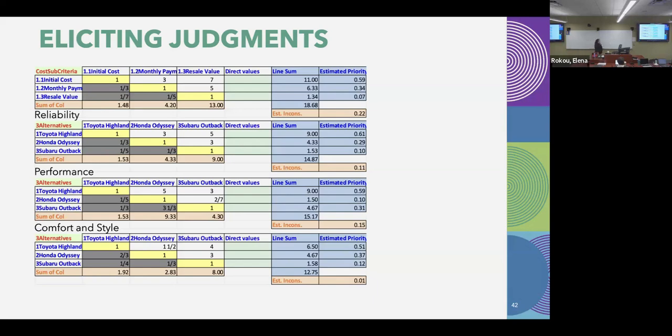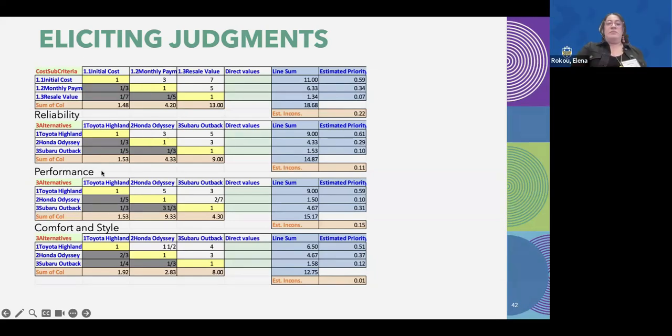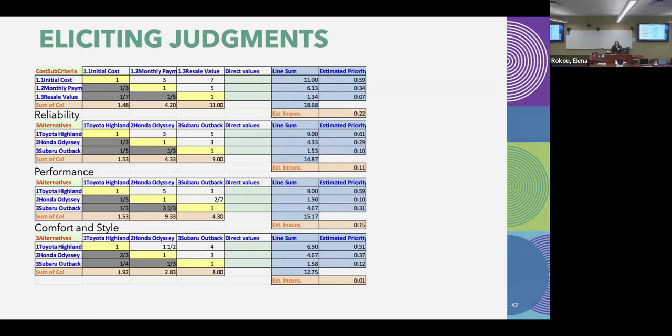If you're trying to get a car just to show off, I guess that you can keep the price as it is because you want it pricey. It depends on the perspective of the decision maker, how you're going to call your criterion. So you see the judgments that I entered for reliability, performance, comfort, and style. Did I really go and search? No.